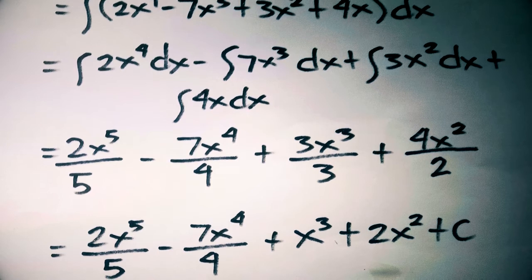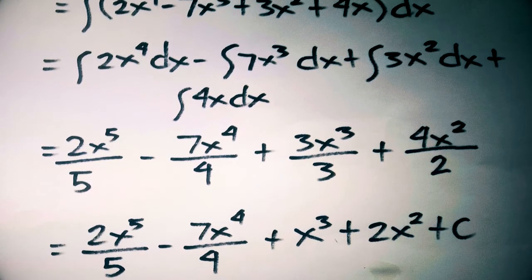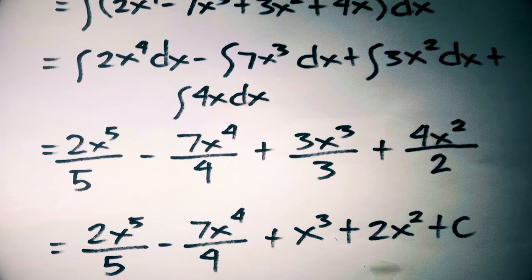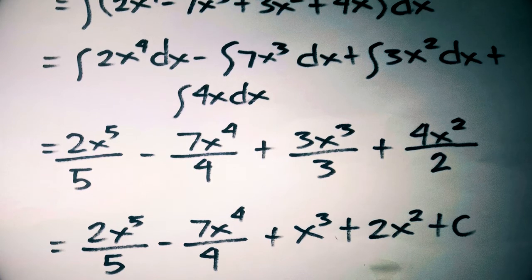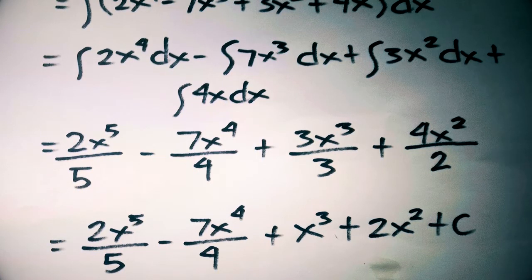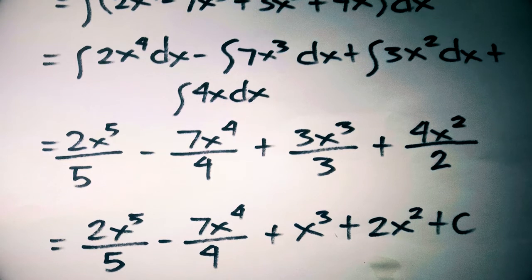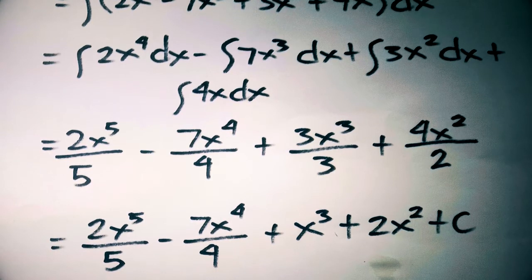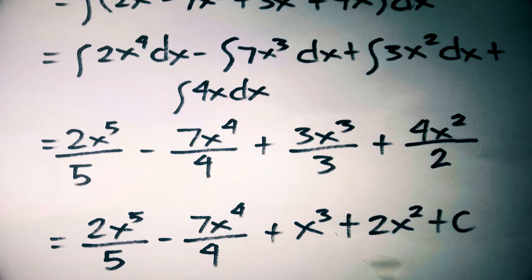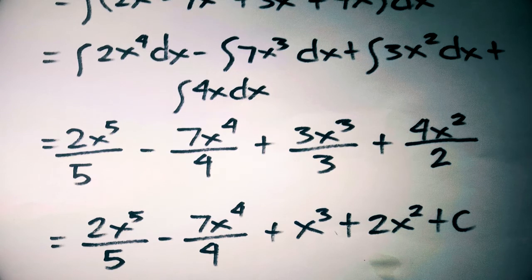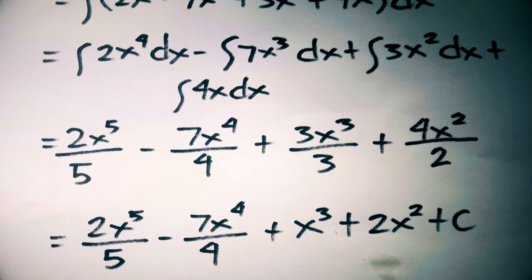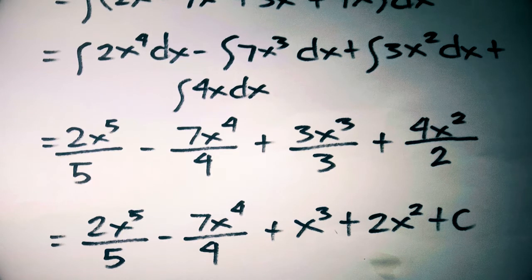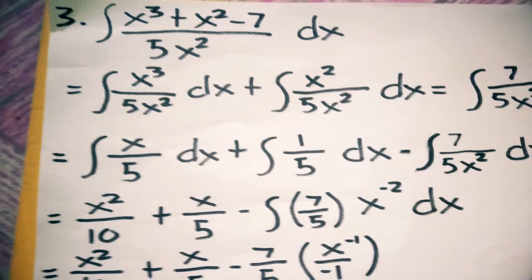That is equal to 2x to the power of 5 over 5 minus 7x to the power of 4 over 4 plus 3x cubed over 3 plus 4x to the power of 2 over 2. And the final answer would be 2x to the power of 5 over 5 minus 7x to the power of 4 over 4 plus x cubed plus 2x squared plus c. And lastly, number 3.